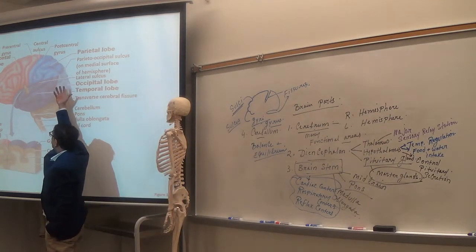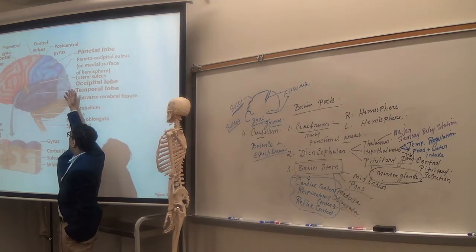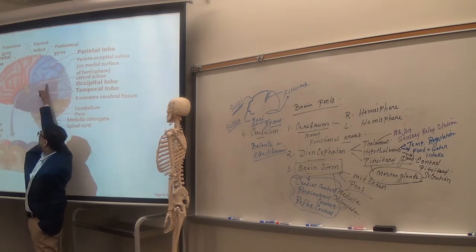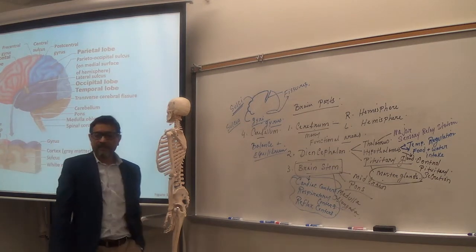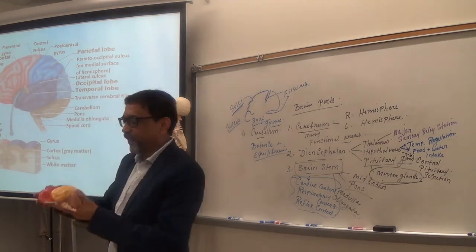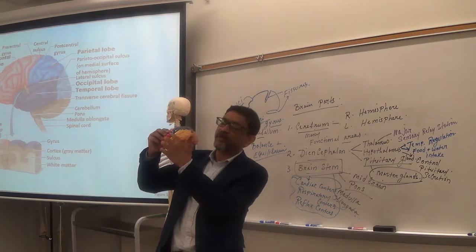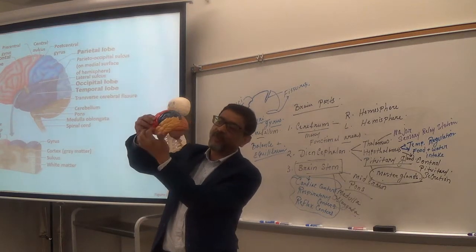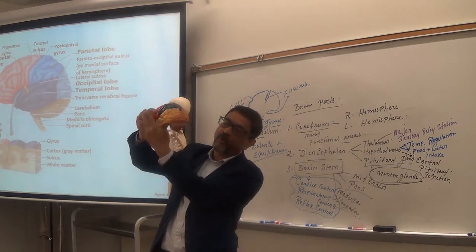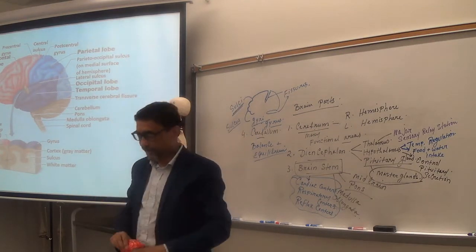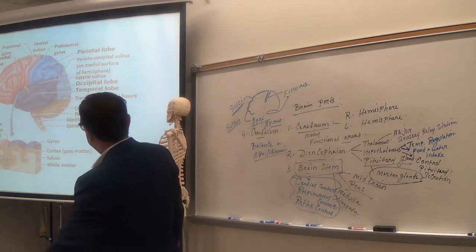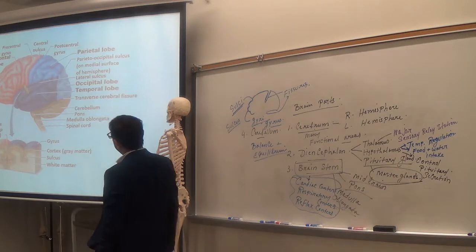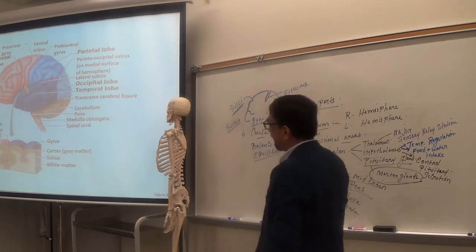Parieto-occipital sulcus makes sense between parietal and occipital. Lateral sulcus, this is important, separating temporal lobe. This one, you see, this is the temporal lobe. So this is the lateral sulcus here. So it separates temporal from the lobes above. Okay. And so those are important sulci. They are separating different lobes.